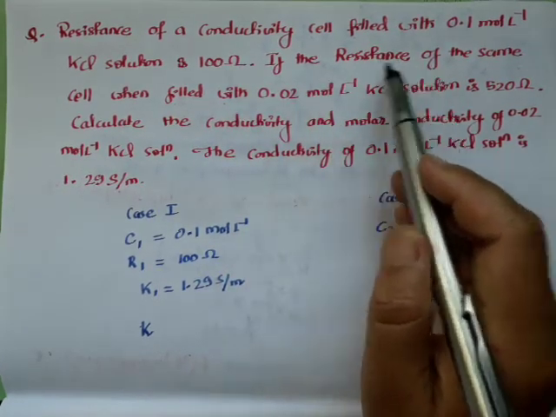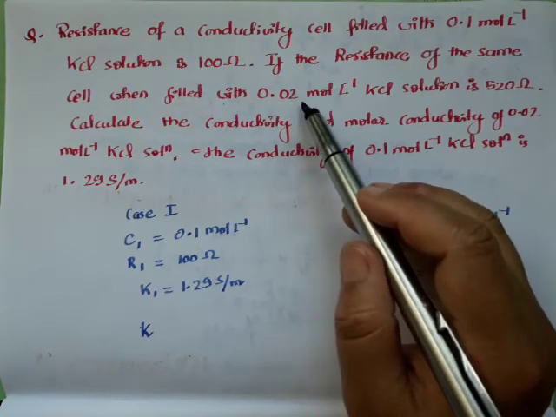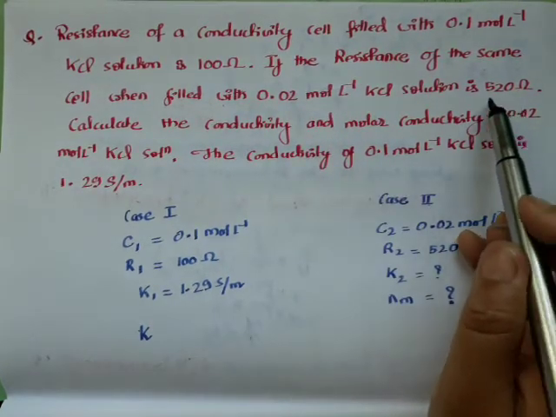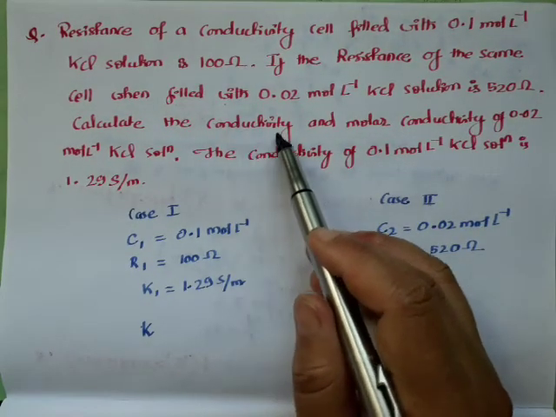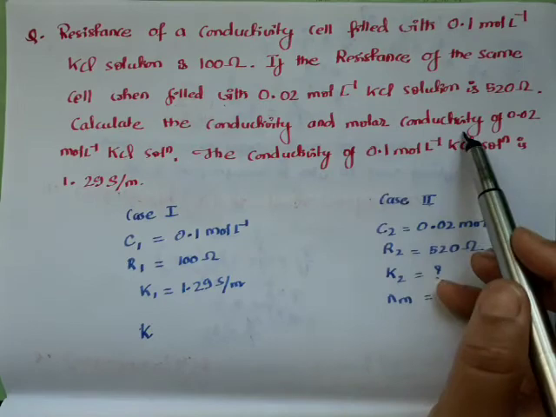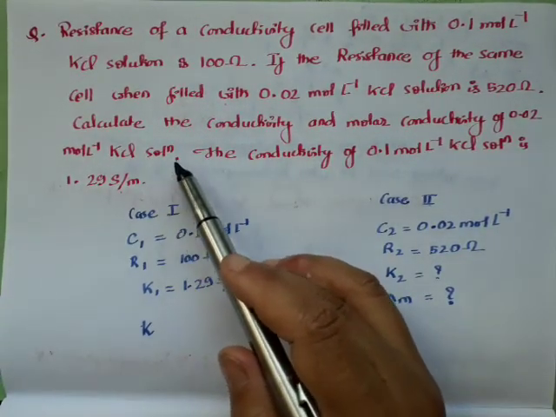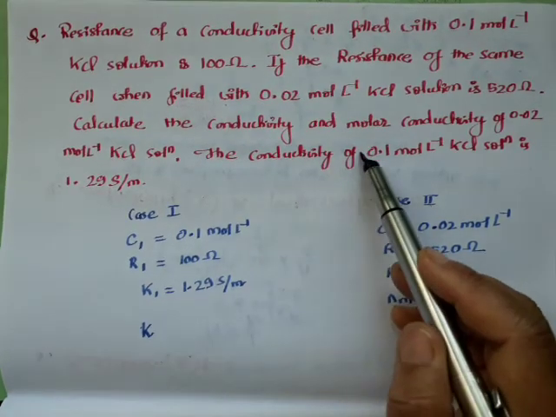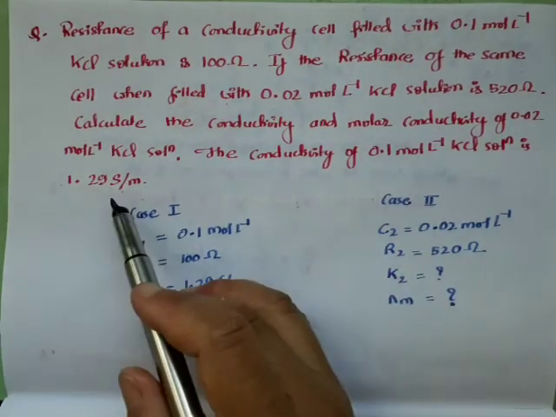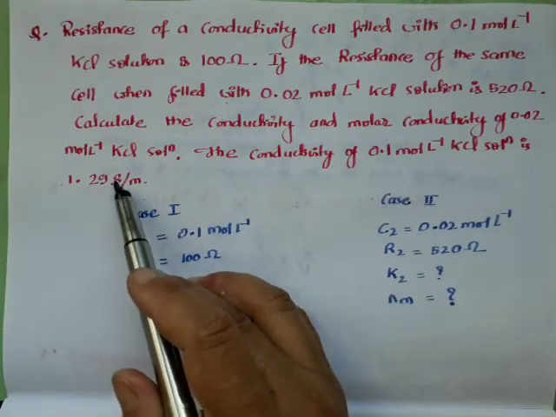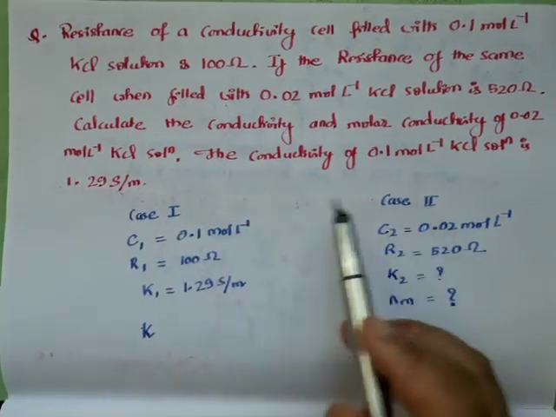Again, the same cell, but we change the concentration to 0.02. So at that time the resistance will also change and becomes equal to 520 ohm. Now you need to calculate the conductivity and molar conductivity of 0.02 mole liter inverse KCl solution, and the conductivity of 0.1 mole liter inverse KCl solution is given, which is 1.29 Siemens meter inverse.